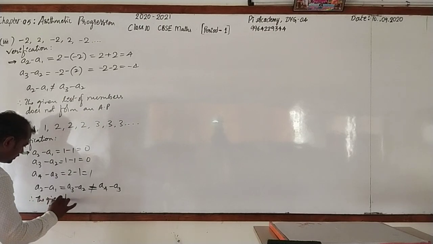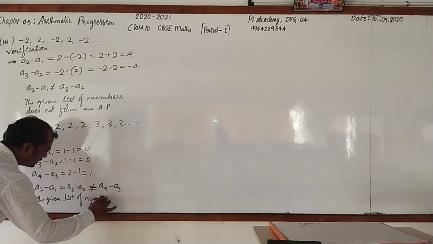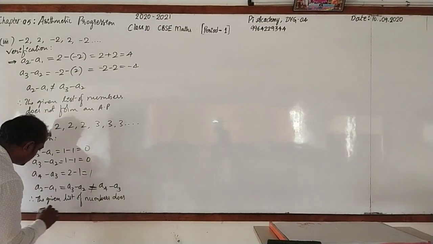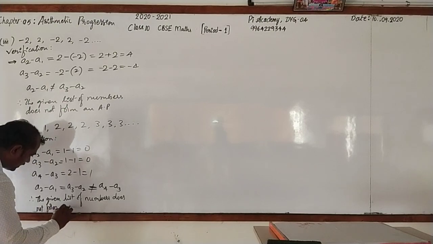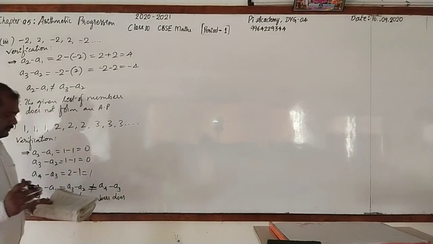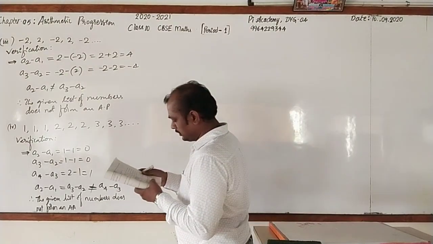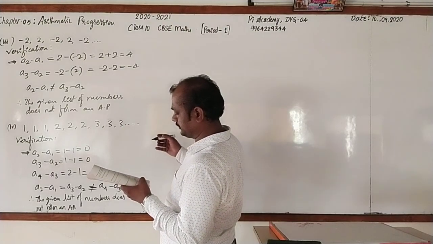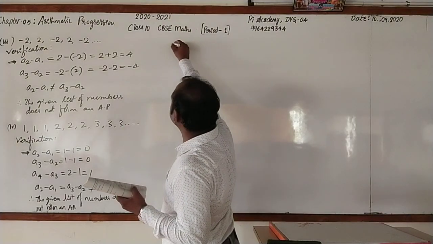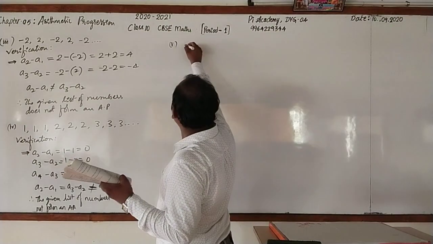The given list of numbers does not form an AP. Yes. Hope that you might have written. Next, I'll take one more. It is the fifth one. Very simple.